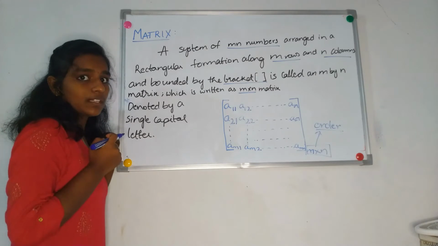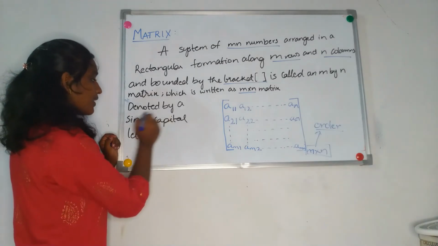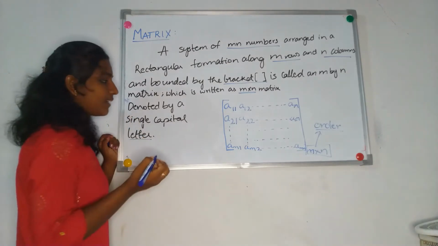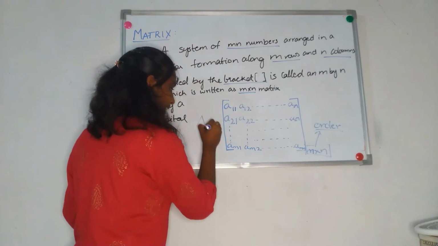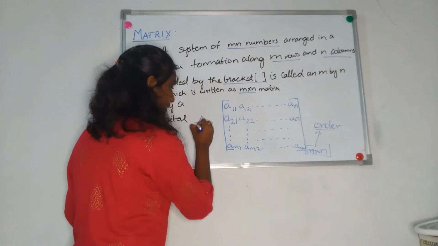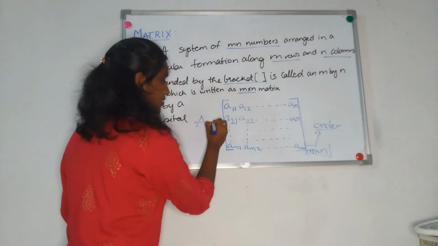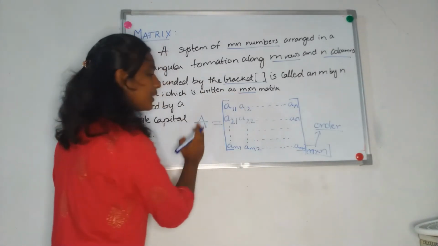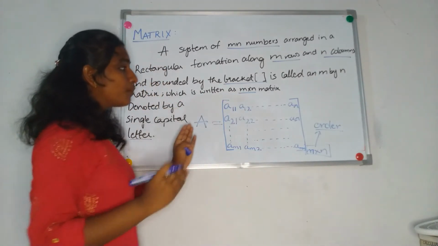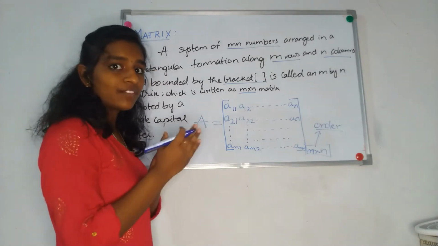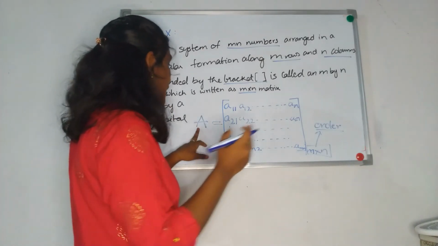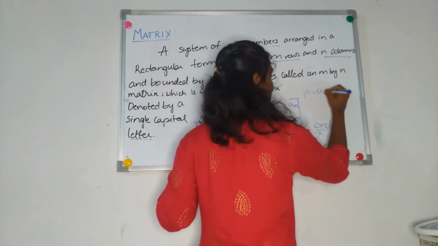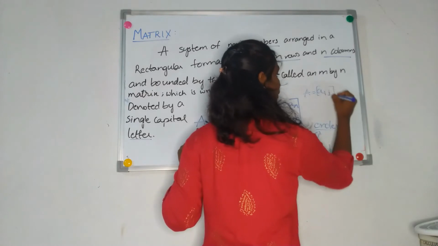How do you denote the matrix? You denote a matrix by a single capital letter. I can take anything. If I take A, this will be the single capital letter that I am using. So A is equal to this matrix. I am denoting this whole matrix with A. And if you have to denote this matrix completely, then A is equal to Aij. You can represent this whole matrix like this.